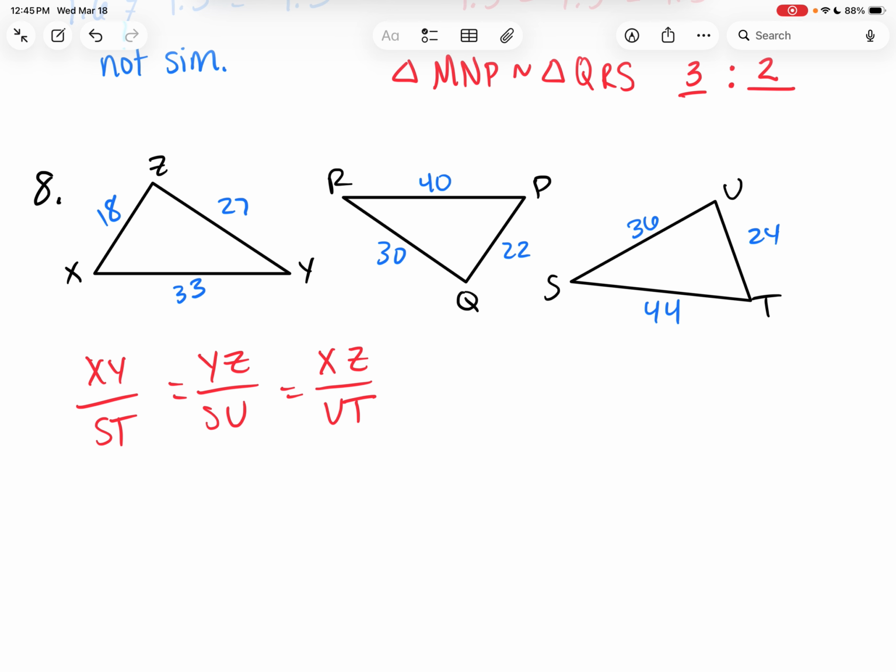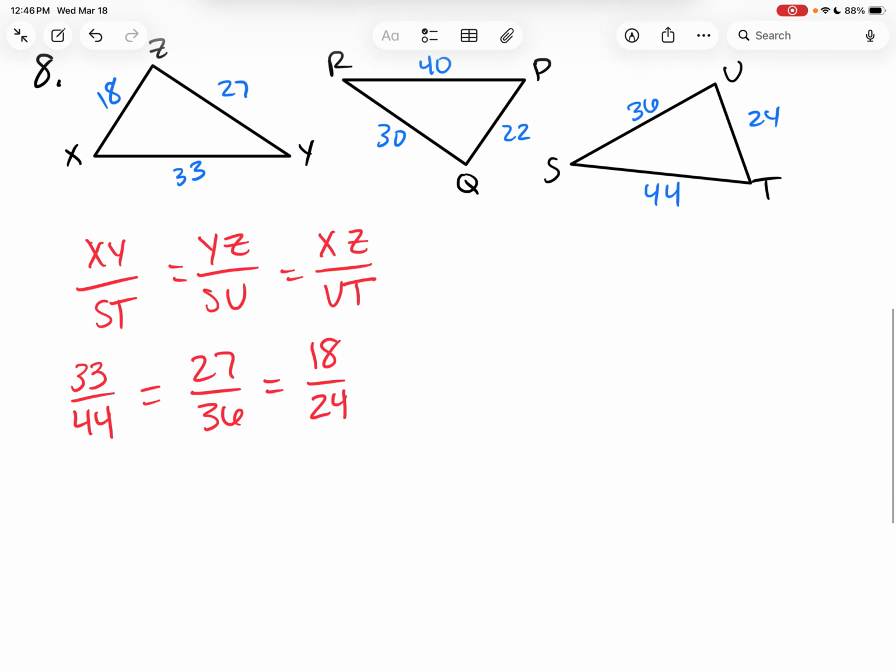So this would be 33 over 44. Now notice, I flipped it this time and I did the smaller one on top. That's fine. They should still be equal. The decimals are just going to look different because of the way that they're written. And then 27 over 36. And then 18 over 24. If you can reduce, obviously it's good to go ahead and do that. Since these ones don't have decimals, let's reduce them.